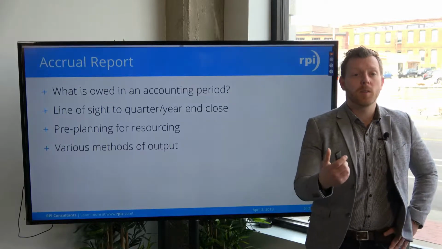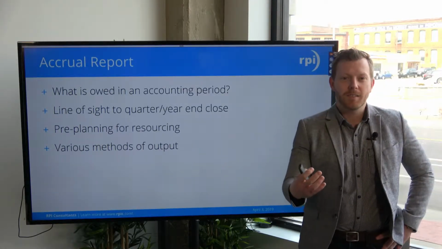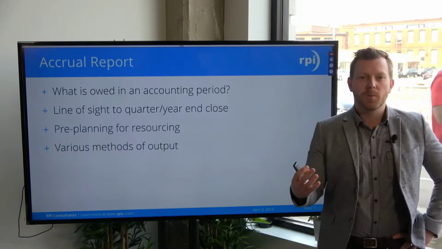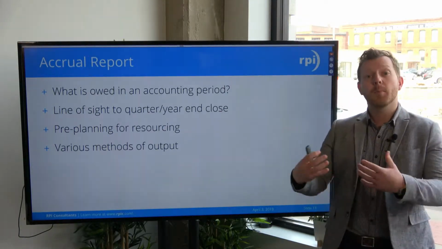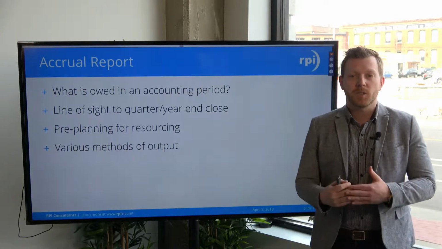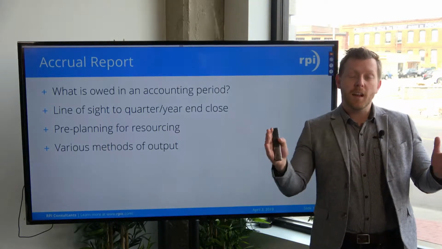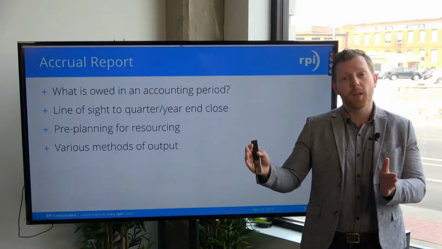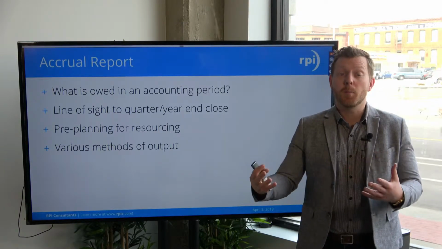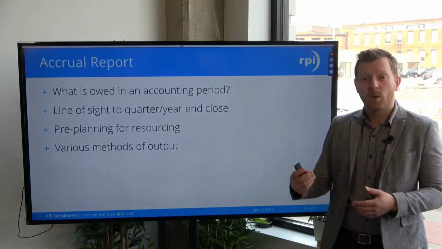So the first and foremost is the accrual report. If you are a Perceptive Content customer that has maybe worked with us before or had an implementation with an AP form, you're probably very familiar with the accrual report. Essentially, this is a CSV extract that gets spit out, basically highlighting everything that's in flight in your accounts payable solution that needs to be paid within a certain accounting period. So it gives you line of sight into your quarterly and year-end close.